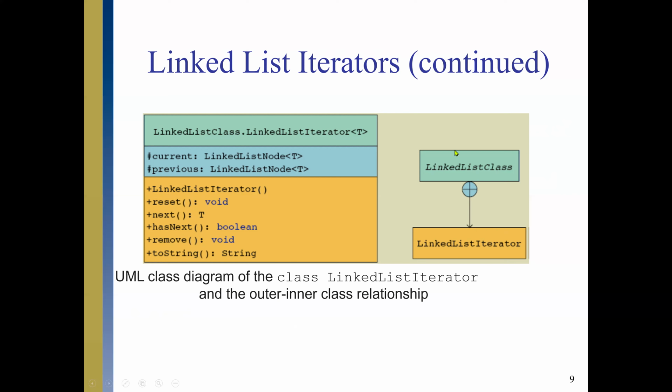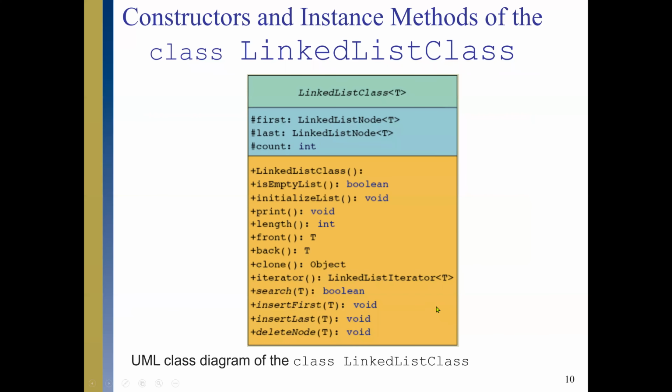So this is the relationship. We still have the linked list class. So the linked list class inherits the linked list iterator, or you can use it. So this is the relationship between the two, same as the linked list class also has a relationship with the linked list node. Here we are going to use the iterator also, so iterator is included. So now this will be our final linked list class.